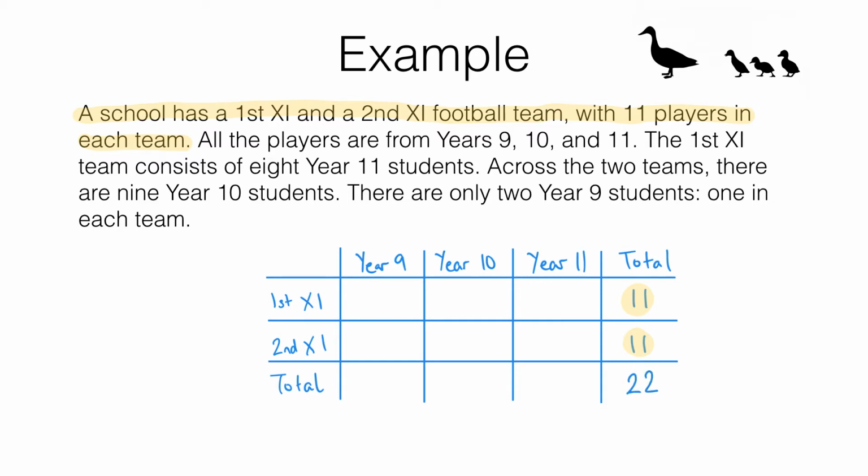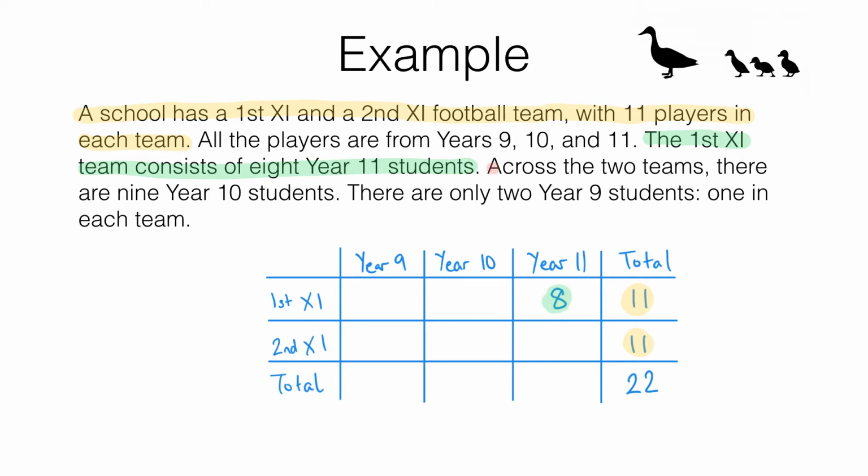Let's go to the next sentence. All of the players are from years 9, 10 and 11. Well, we've already taken that into account in how we've drawn the two-way table. The next sentence tells us that the first 11 team consists of 8 year 11 students. So that is helpful because we know we're dealing with the first 11 team and there are 8 year 11 students. So we need to put 8 in here.